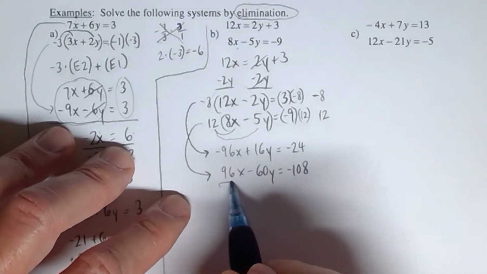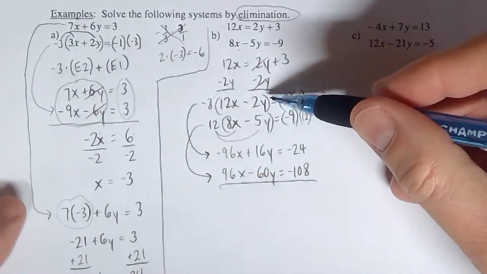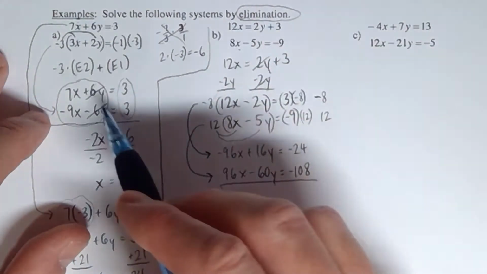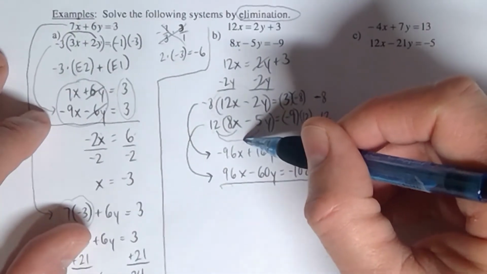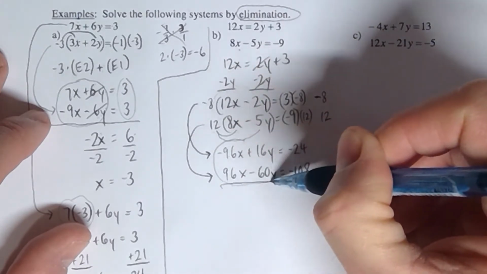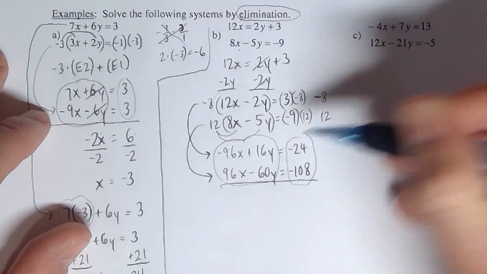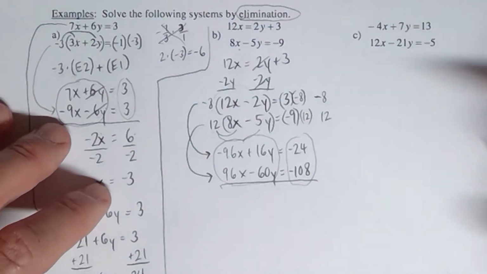And then what did I do on the last problem after I multiplied by one or both equations? I then added the equations together. How do we do that again? We combine like terms on the left side of the equal sign, and we combine like terms on the right-hand side. Let's do that carefully here.